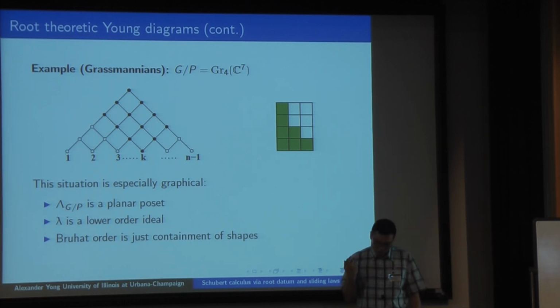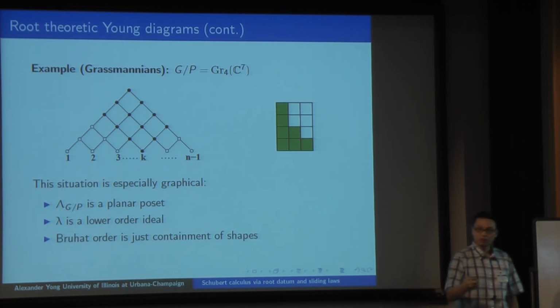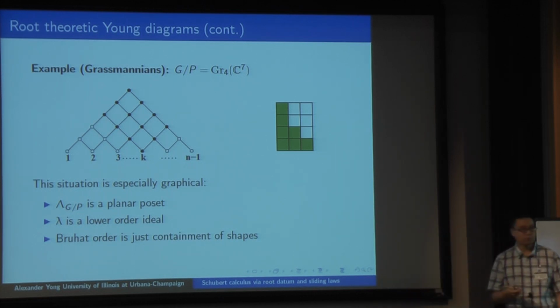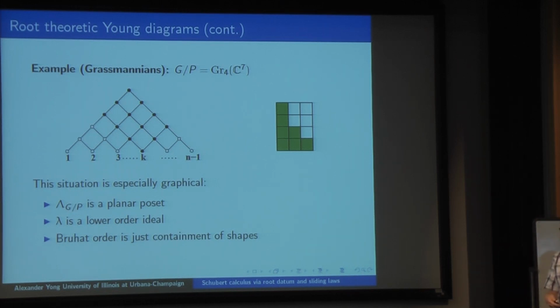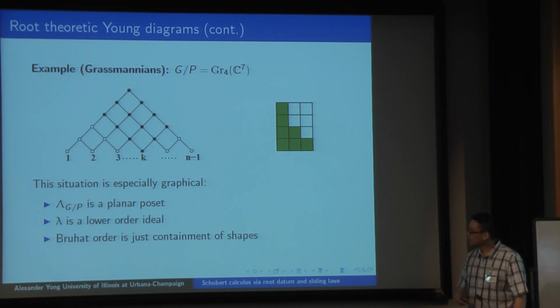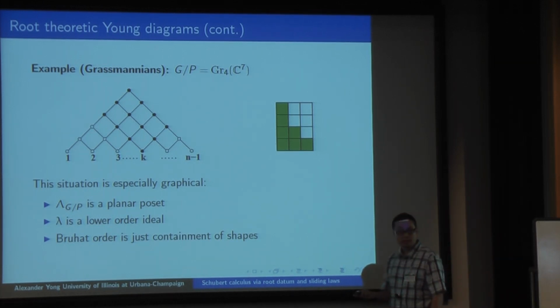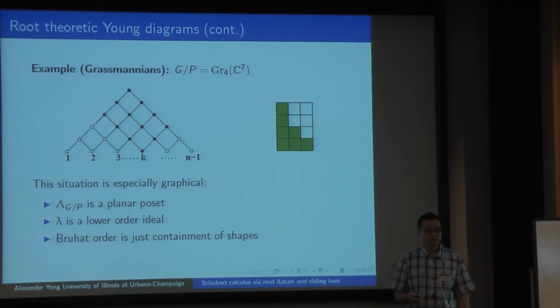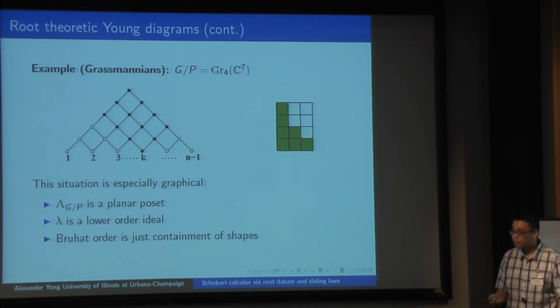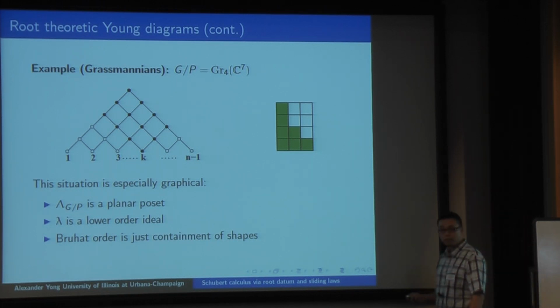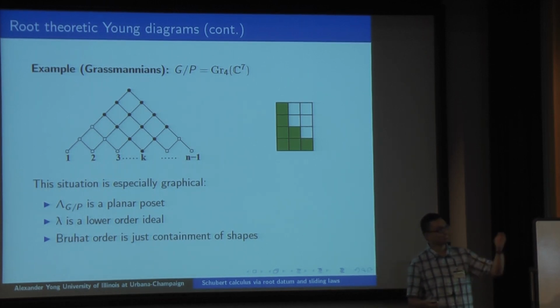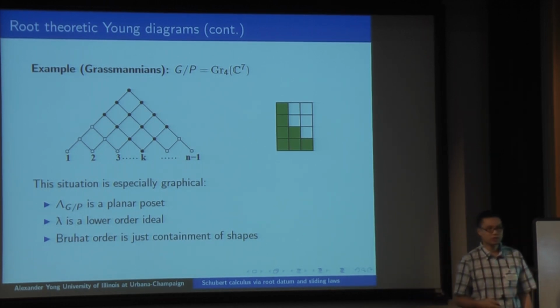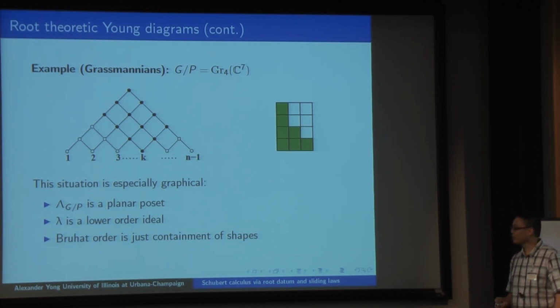So, this question keeps on coming up all the time: why is the Grassmannian case so special? And there are deeper and less deep answers to this question. But at least from this simple perspective, there are three things that make this situation especially graphical. This lambda G mod P is a planar coset in the Grassmannian case. These inversion sets happen to be a lower order ideal. And finally, Bruhat order, the thing which we do to check if a point is inside some particular Schubert variety, is just containment of shapes. So I want to keep in mind those three points as we continue the conversation.